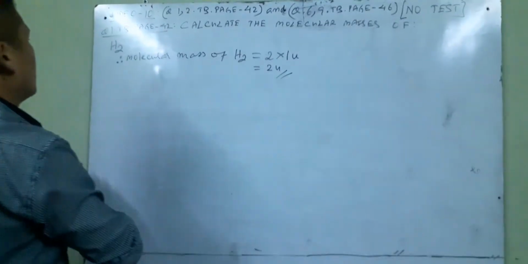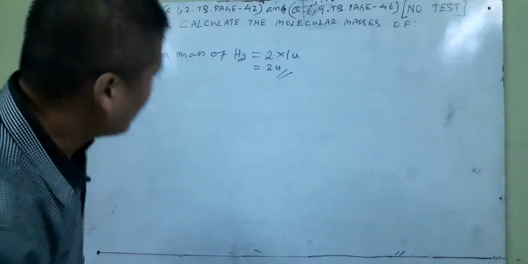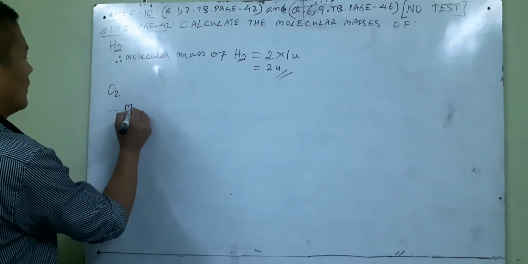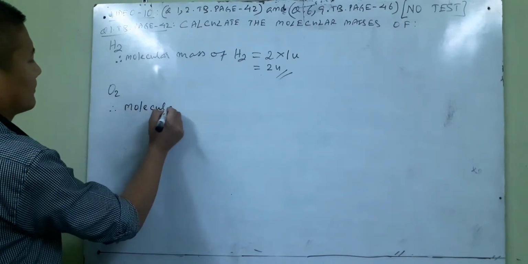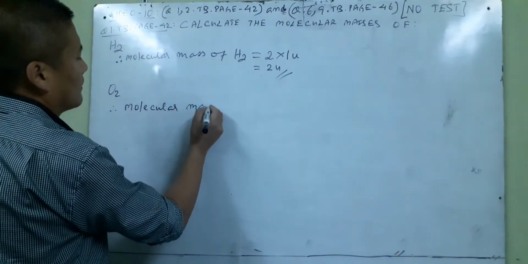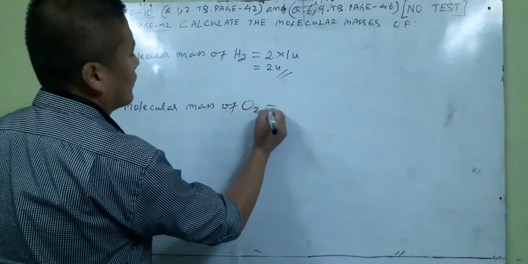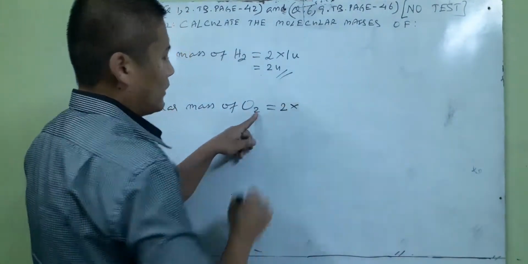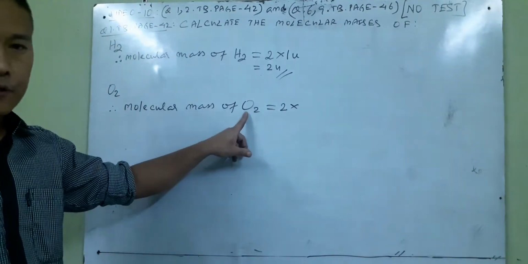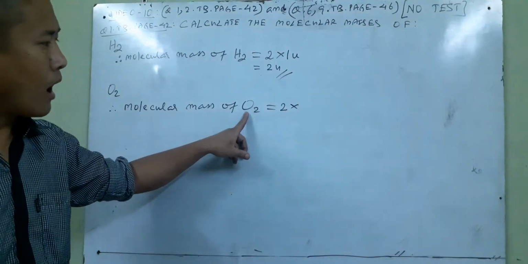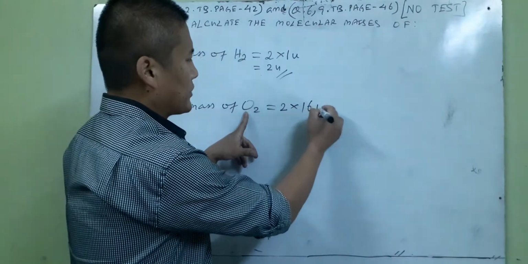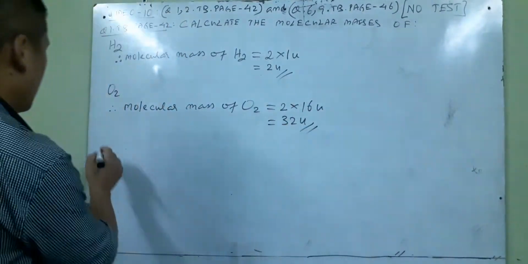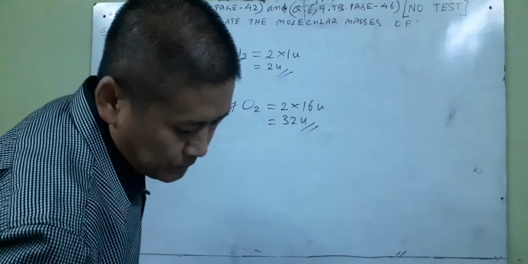The next one after H2, then O2. So O2, likewise, molecular mass of O2. Now go to page 37 again. At the back of O2, you have to go to page 37. One oxygen atom, how much is the mass? Yes, 16. So you write your 16U. So 16 2s are 32U. That's your answer.